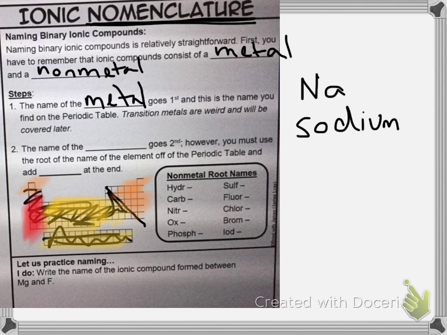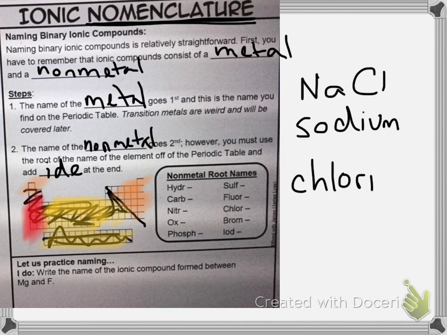The name of the nonmetal goes second. However, you must use the root of the name of the element off of the periodic table and add ide, I-D-E, at the end. So for example, Cl is chlorine on the periodic table, but we take off the ending and add ide, so it becomes chloride. So NaCl, which is an ionic compound, also known as table salt, is called sodium chloride.